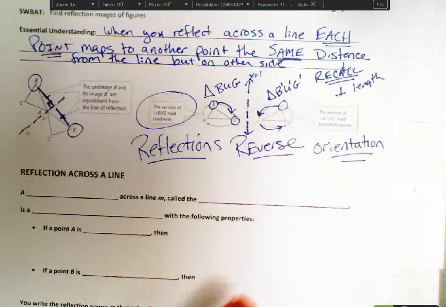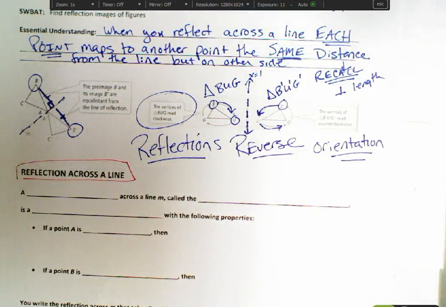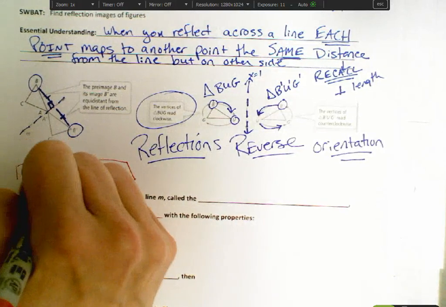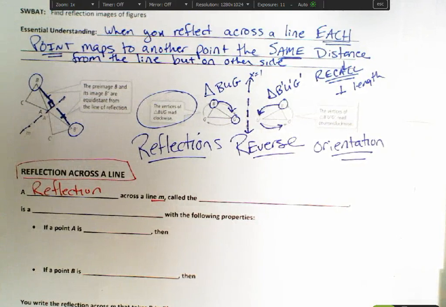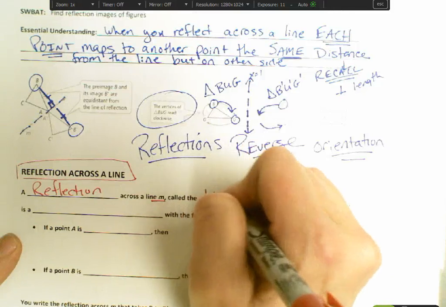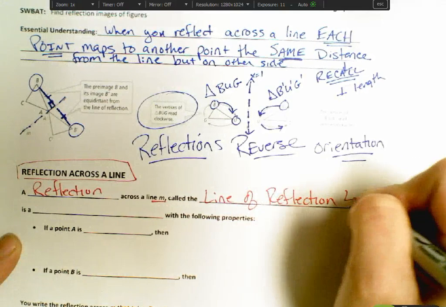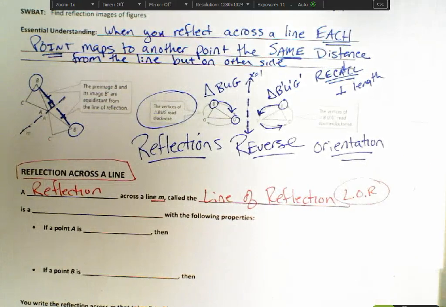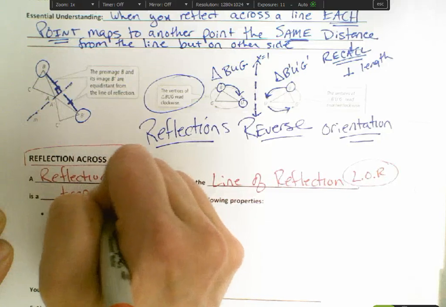We want to reflect across a line. So a reflection across a line M, you could call it whatever you want. Call it M, N, P, Q, x equals whatever. The line M itself is called your line of reflection. A reflection across a line of reflection is a transformation with the following properties.